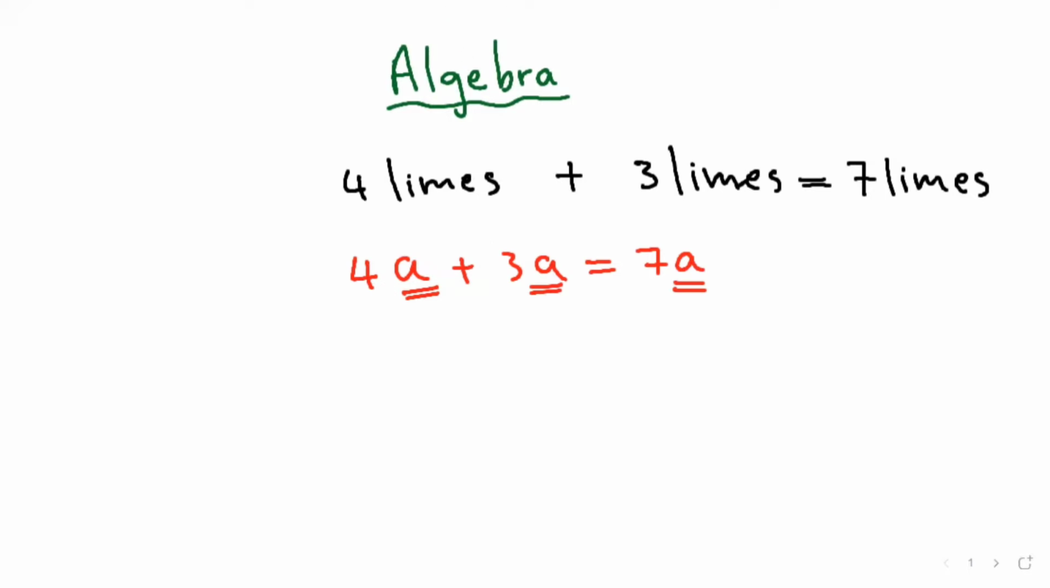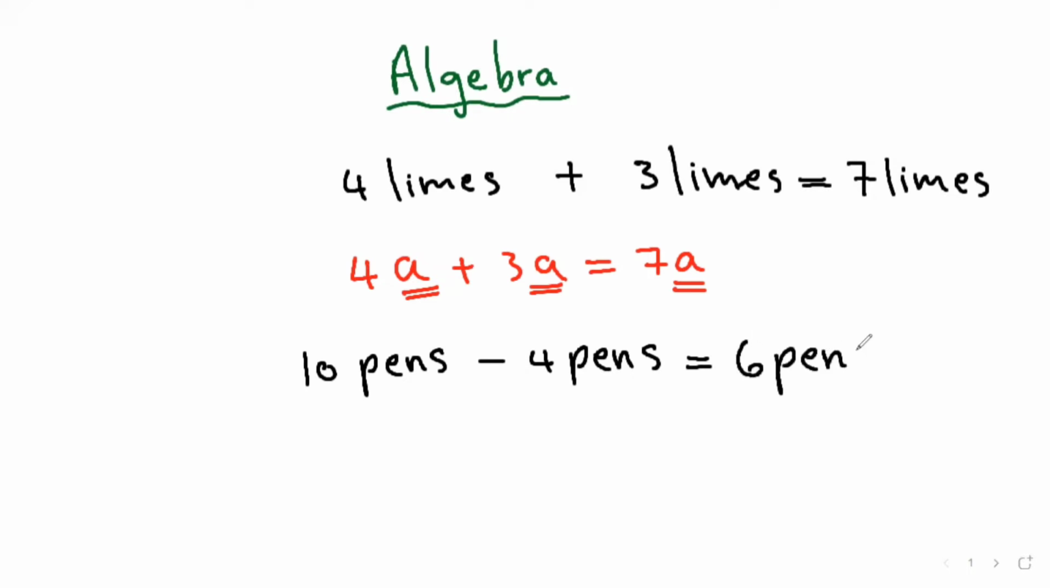The same is true when it comes to subtraction. For example, in real life, let's say somebody has 10 pens and you gave away 4 pens. It's very logical to see here that 10 pens minus 4 pens will leave you with 6 pens. That's very logical to see.